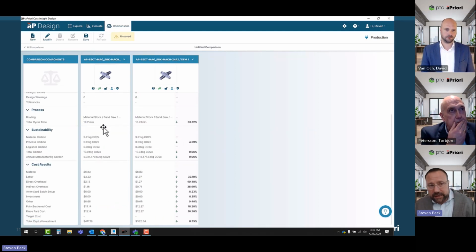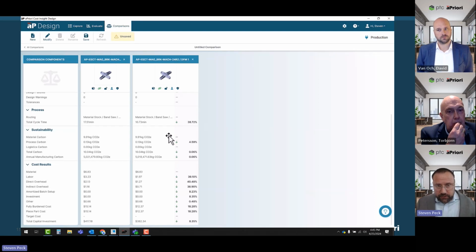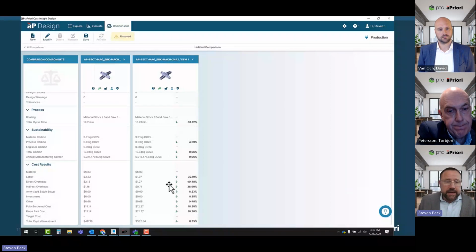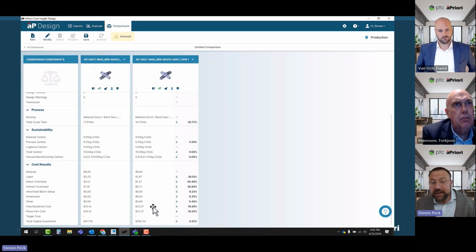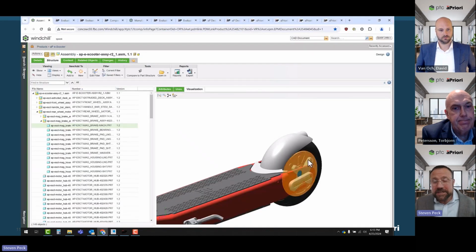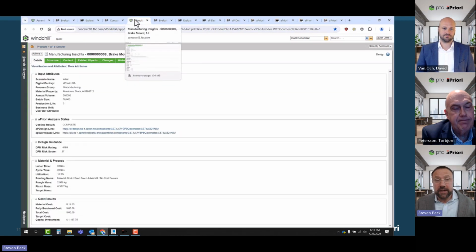We've taken the cycle time from 17.5 minutes down to under 11 minutes, so 39% out of the cycle time. The CO2 has dropped as well. And we can see that the fully burdened cost has gone from $15.14 down to $12.37. So we took just over 18% out of the cost of this. If you think about making 500,000 parts a year for 3 years, that $3 has a significant impact.